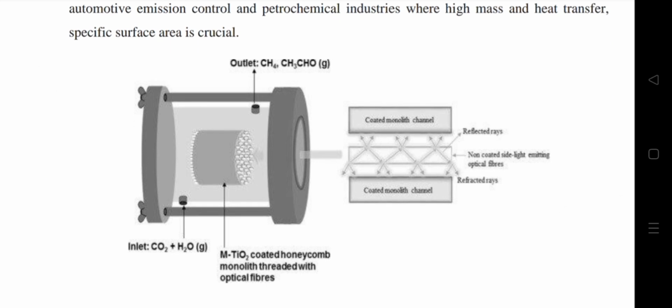In this, the inner side is the honeycomb-like structure, a monolith threaded with optical fibers. The inlet is used to send in our carbon dioxide and water in gaseous form, and at the outlet we obtain methane and ketone.